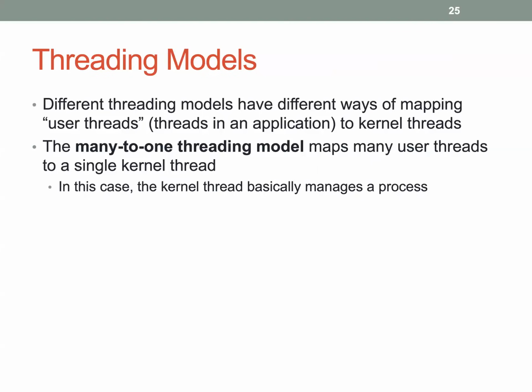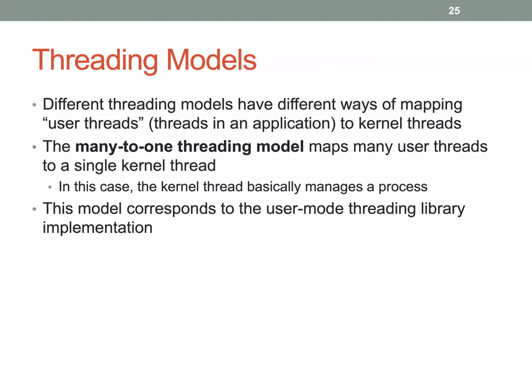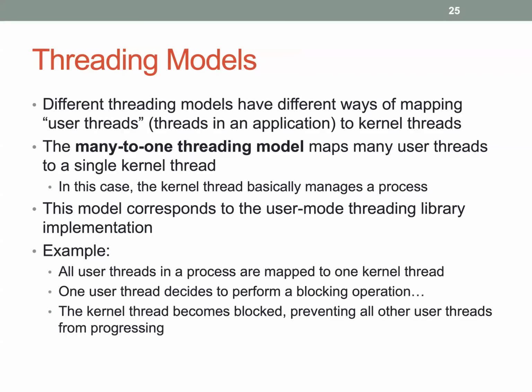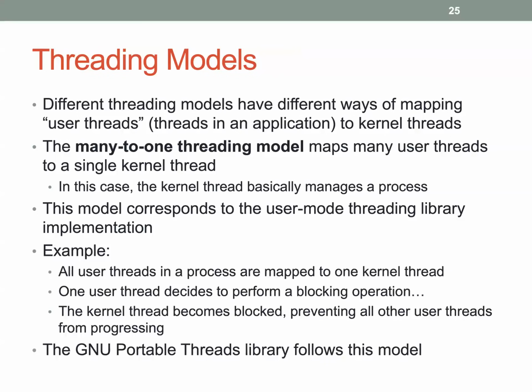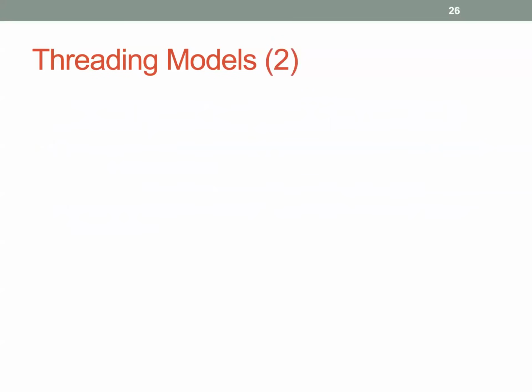One is a many-to-one model where all the user threads are mapped to a single kernel thread. The way we would say this is all the user threads in a single process are mapped to a single kernel thread. And so the kernel thread is associated with a process so that we can schedule multiple processes concurrently, but the threading has to be provided by the application itself. So this is the user mode threading implementation. The GNU Portable Threads library is an example of a library that follows this model, many to one. So we worry about scheduling processes, and the kernel doesn't know about anything more fine-grained than that.